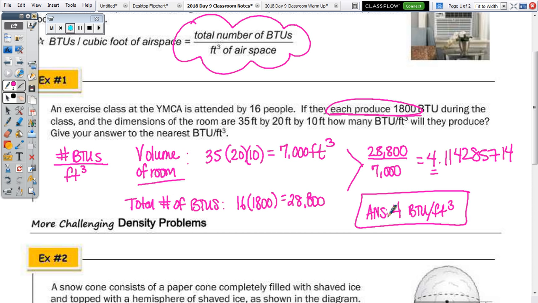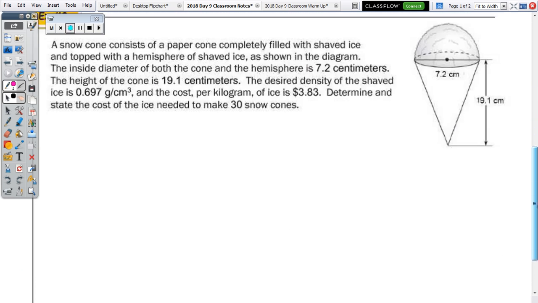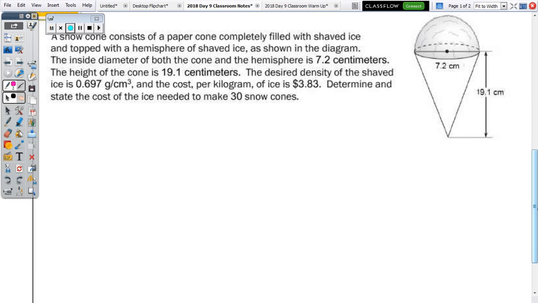All right, number two. So now we're going to take a look at some harder density problems. A snow cone consists of a paper cone completely filled with shaved ice and topped with a hemisphere of shaved ice, as shown in the diagram below. That's actually in the diagram to the right. Or actually your note page, the new note page, says as shown in the diagram.